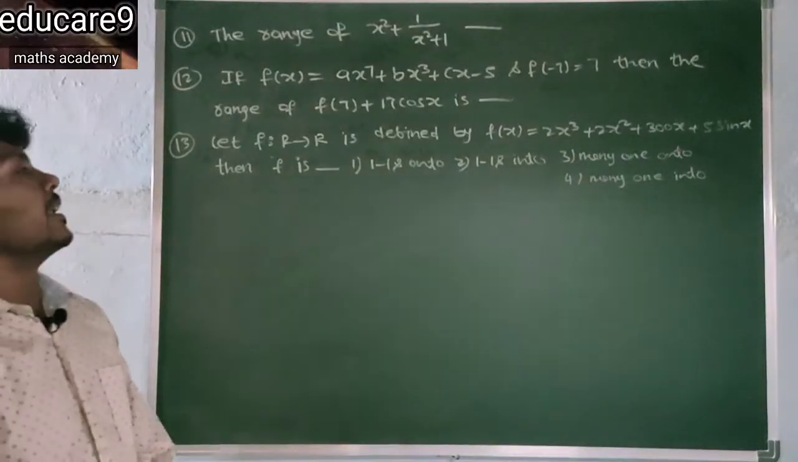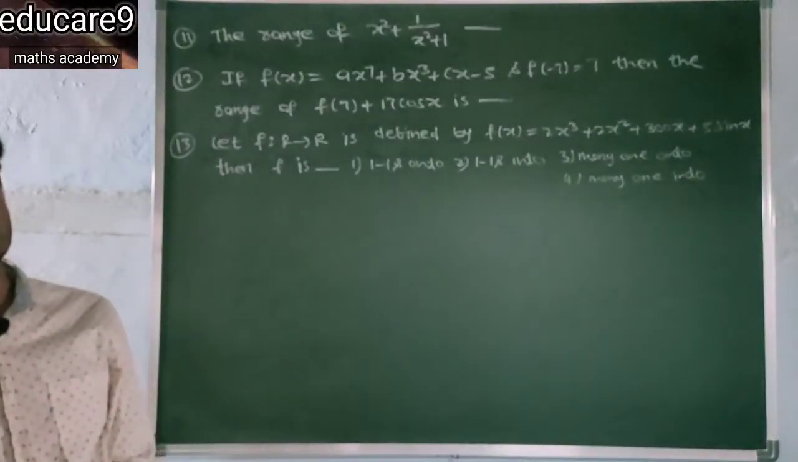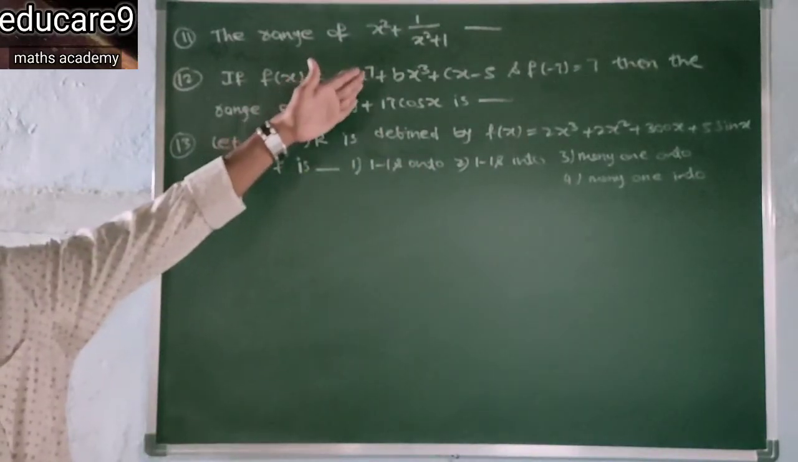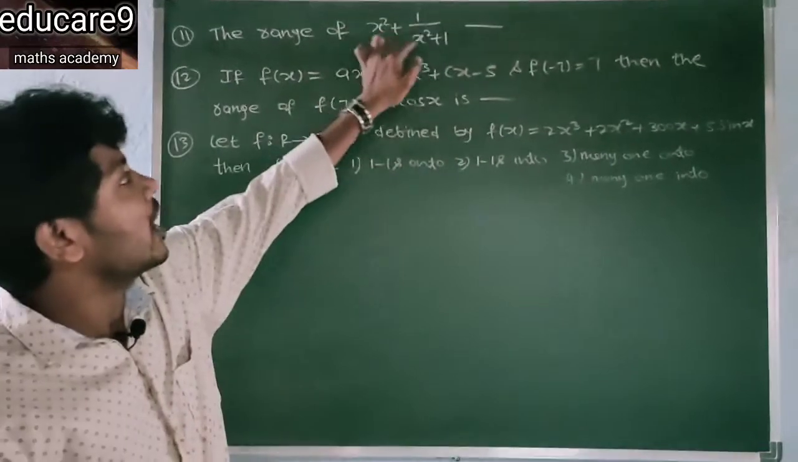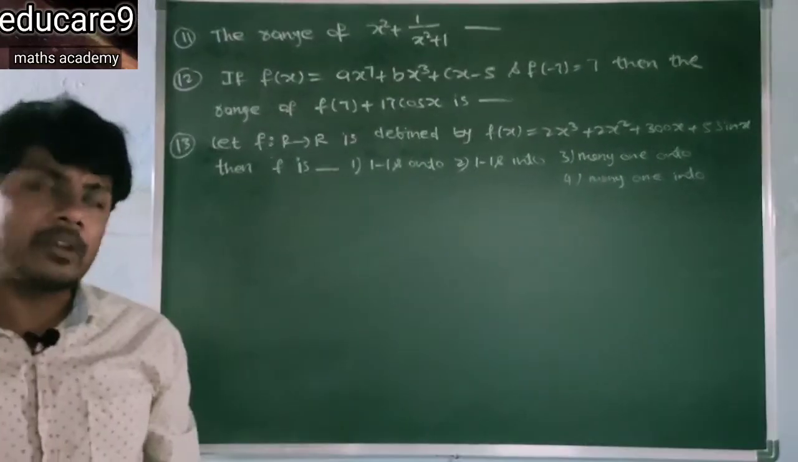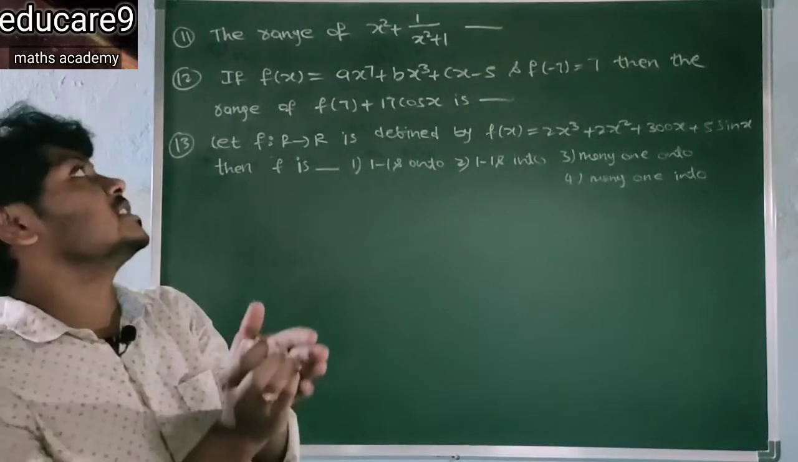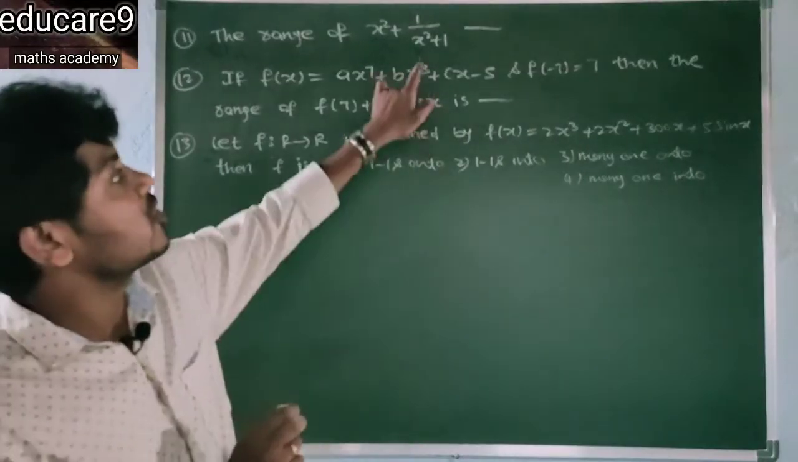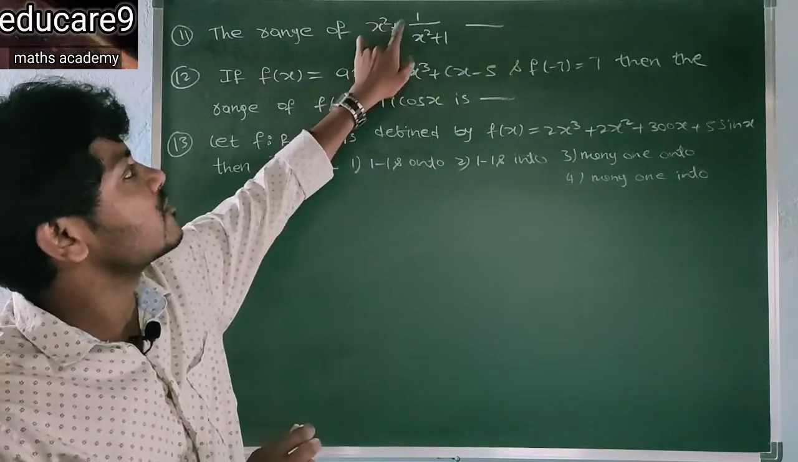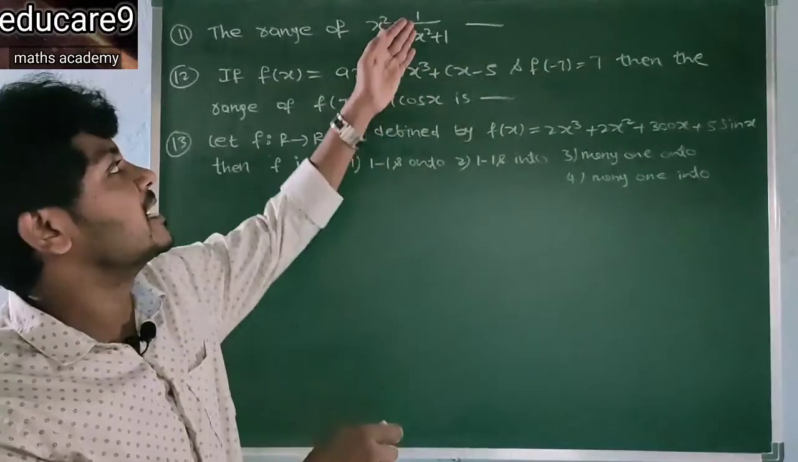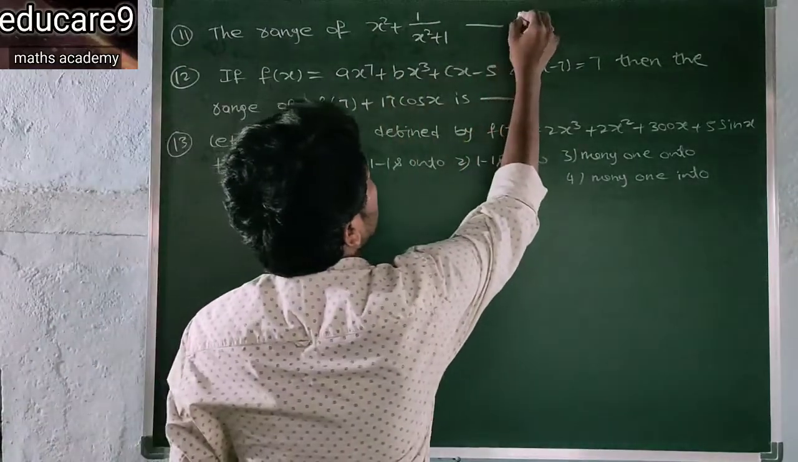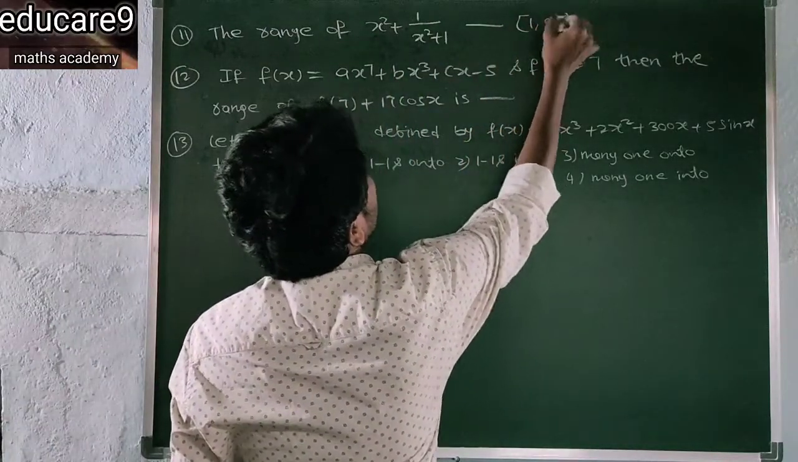So see the next question. Range of x square plus 1 by x square plus 1. See here, what is the domain of that function? So clearly the domain is R. For every value of x it is defined. But what is the range? If x is equal to 0, then 1 is the minimum value. If x is equal to 1, 1 plus 1 by 2, so more than 1. If x is equal to 2, more than 1. So clearly the range of this function is the closed interval 1 to infinity.